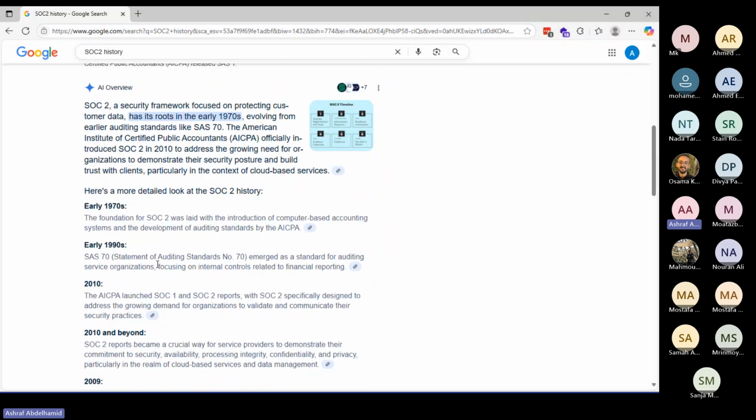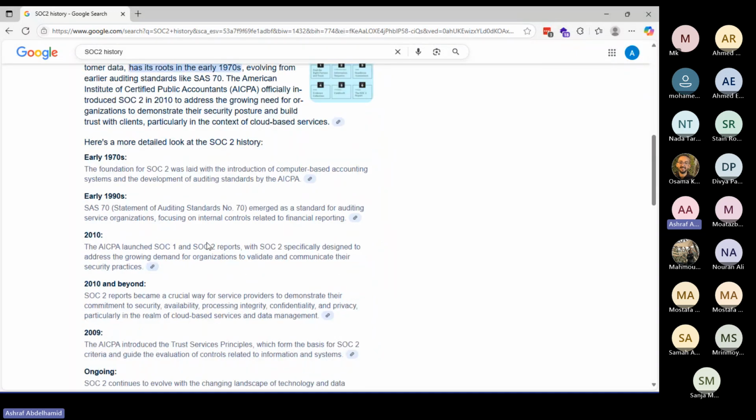Okay, SOC 2. Based on the importance of information security in the organization, they started to have a SOC 2 focusing on information security, also based on the trust principles provided by the AICPA. So SOC 1 is focusing on the financial aspect, and SOC 2 is focusing on the trust service criteria of the information security aspect.